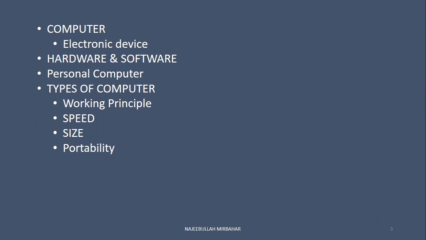Now let's move to your first topic, that is computer. You all know that a computer is an electronic device that takes input from a user, processes it according to some specified rules, and then gives us output results through its output devices. There are two main essential components of a computer, that is hardware and software. The mechanical and electronic parts of a computer are called hardware, and the instructions and commands that are given to a computer are called software.